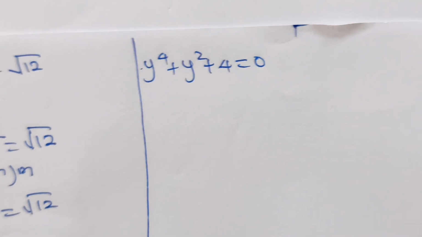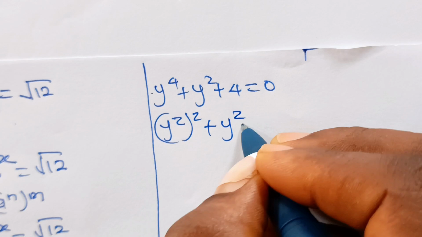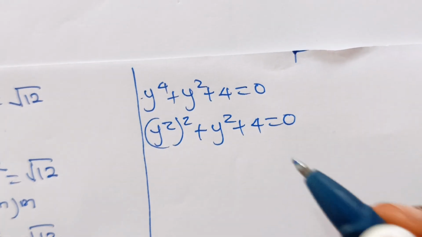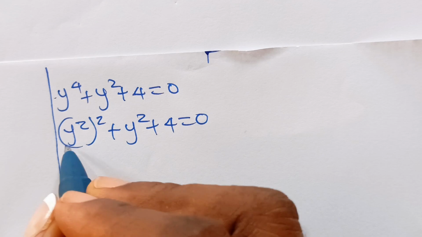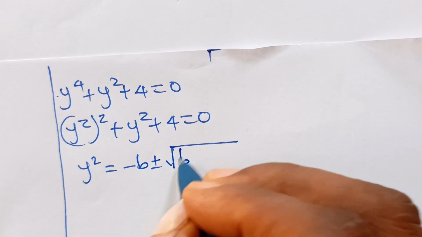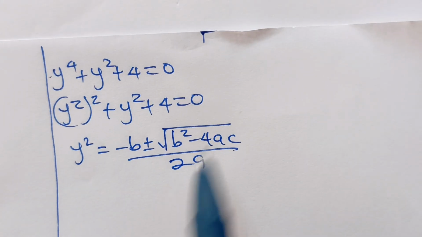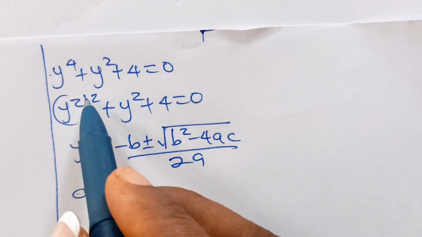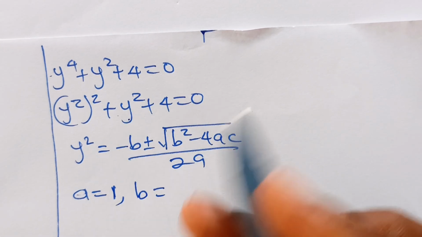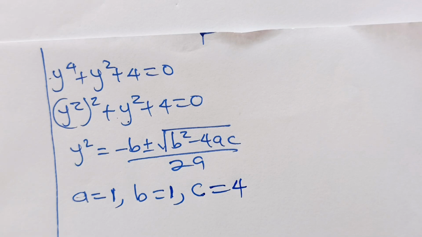So at this point, we can rewrite y to the power of 4 as y squared, squared, right? Plus y squared plus 4 is equal to 0. Now, if we use the quadratic equation formula, this time we are looking for y squared, which is equal to minus b plus or minus the square root of b squared minus 4ac, everything divided by 2a. Now if you look at this, our a is the coefficient of y squared, which is 1. Our b is the coefficient of y, which is 1 as well. And our c is our constant, which is equal to 4.